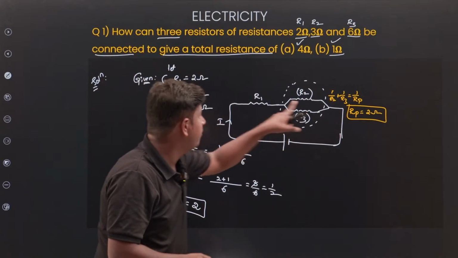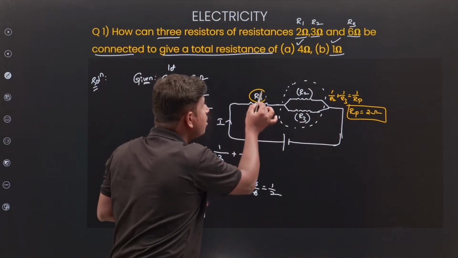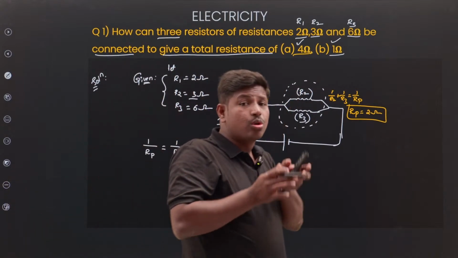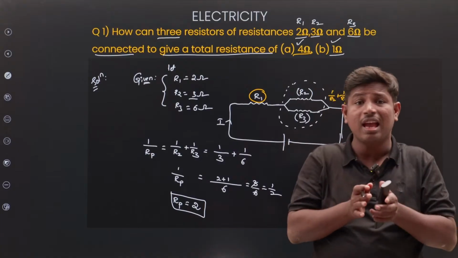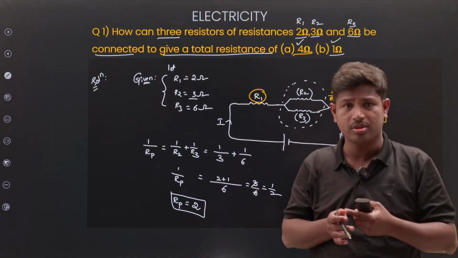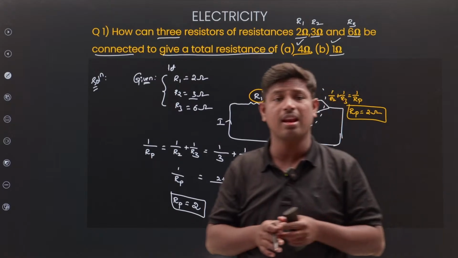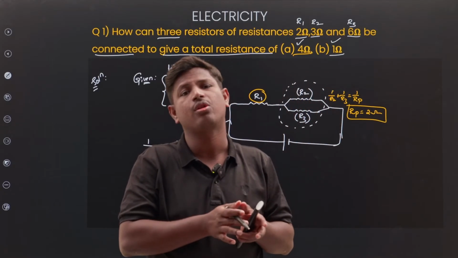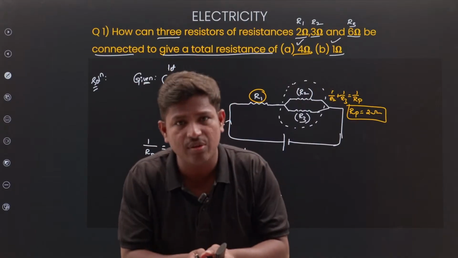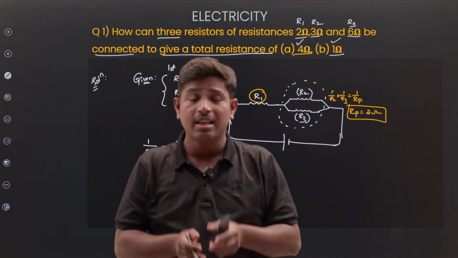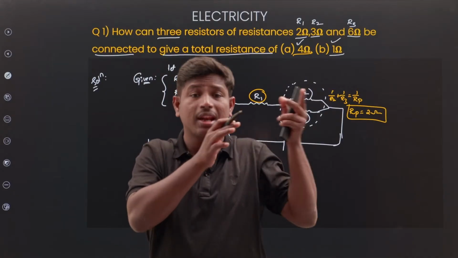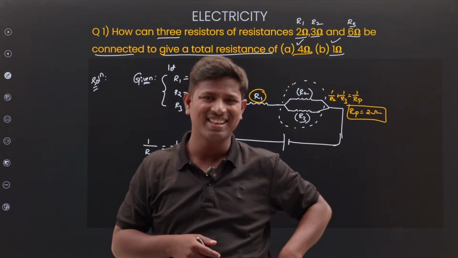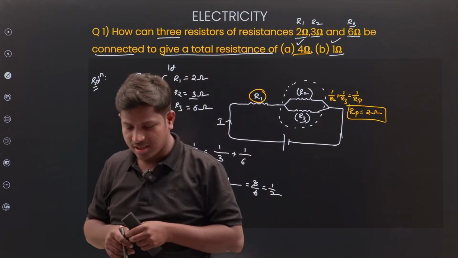These 2 ohms, how do we connect them to R1 to get 4 ohms? Tell me in the comment section. The total resistance of R2 and R3 connected in parallel is 2 ohms. These 2 ohms, how do you connect them to R1 to get the value of 4 ohms? Anybody from the comment section?